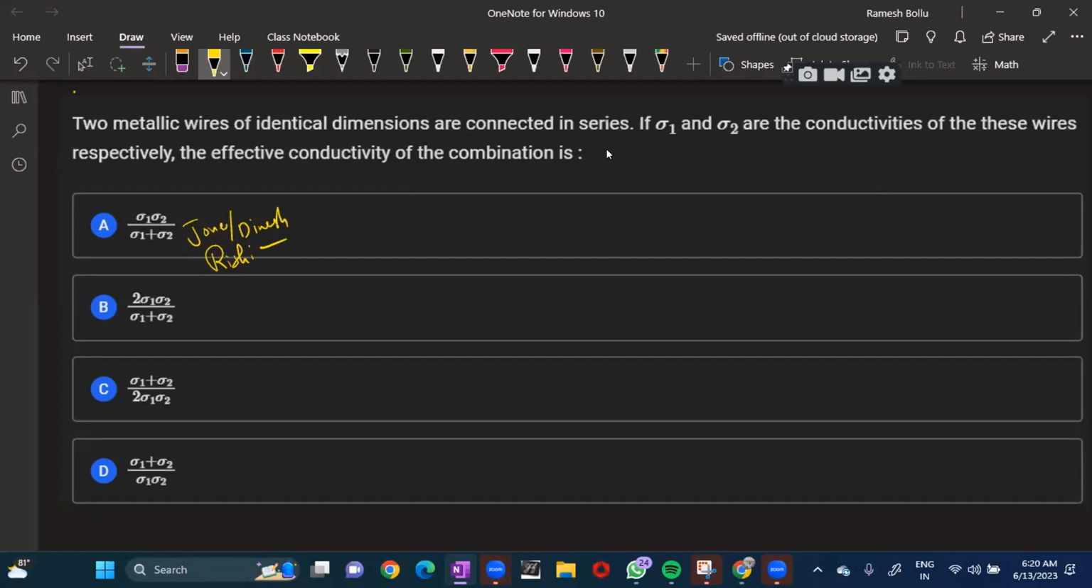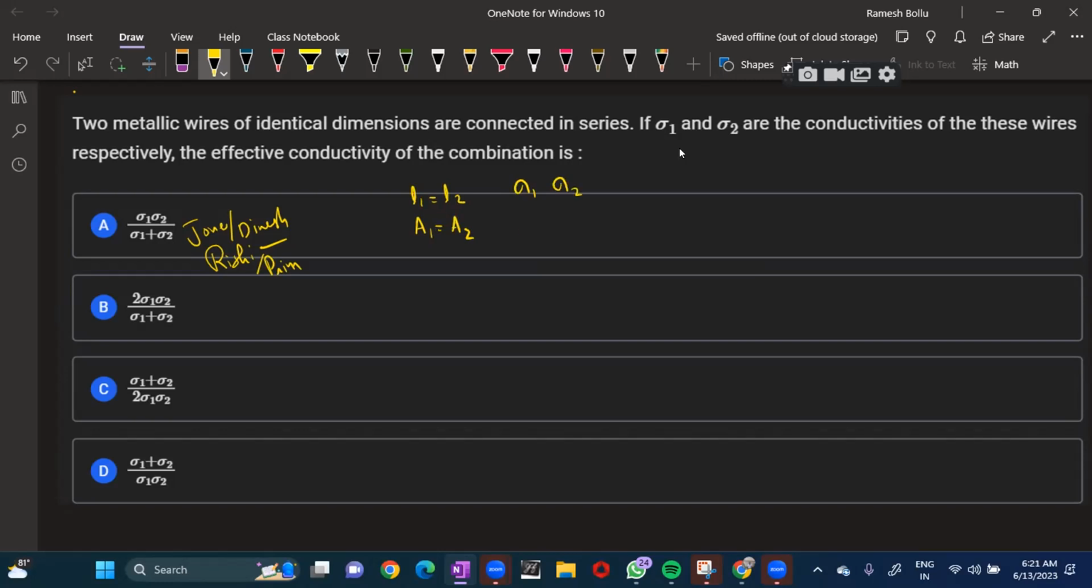Two metal wires of identical dimensions are connected in series. Identical dimensions means the lengths are the same and the areas of cross section are also the same, but the materials are different. So sigma 1 is the conductivity of the first material, sigma 2 is the conductivity of the second material.